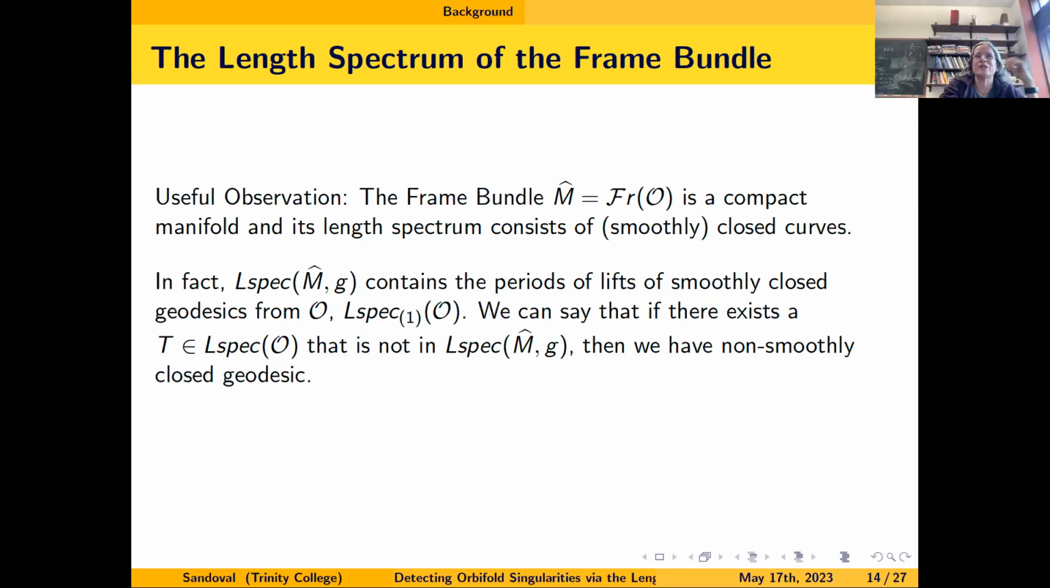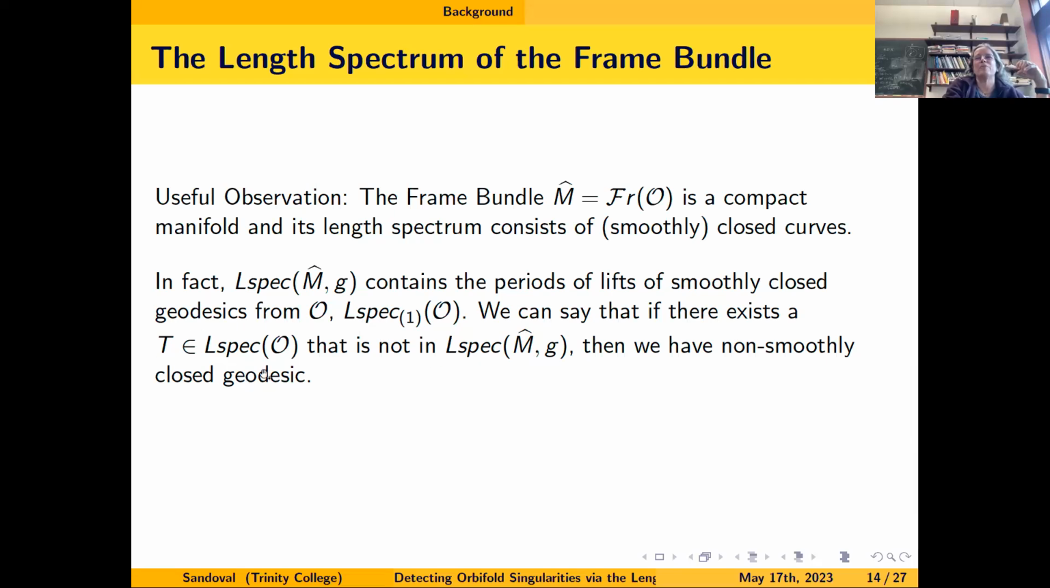But they have a lot of curves in there that I don't want. So we'll see how I handle that in a minute. The length spectrum contains periods of lifts of smoothly closed curves from geodesics of O. So it does contain the ones that we're interested in. It also contains a lot of other stuff. But we can definitely say at this point that if we had a period in the length spectrum of O that was not in the length spectrum of the frame bundle, then that would have to be a non-smoothly closed geodesic. Okay.